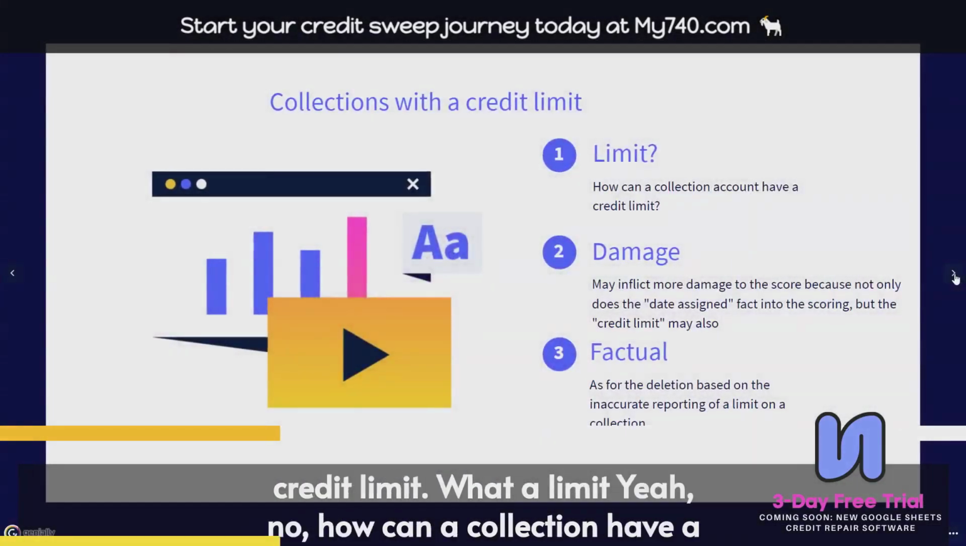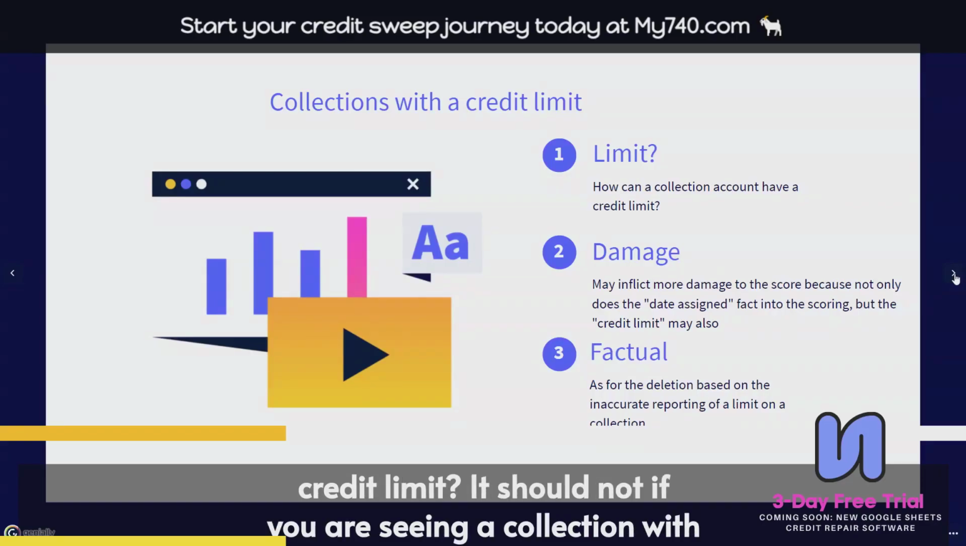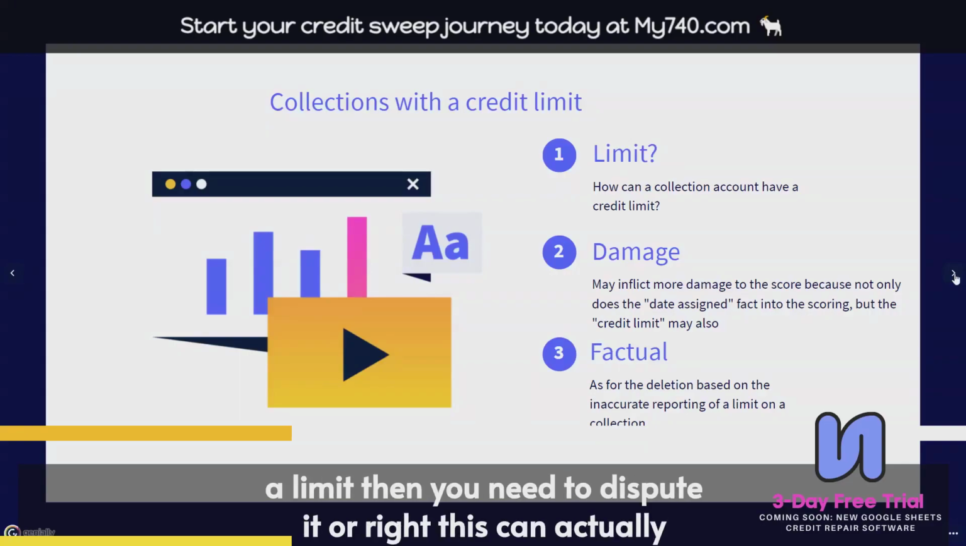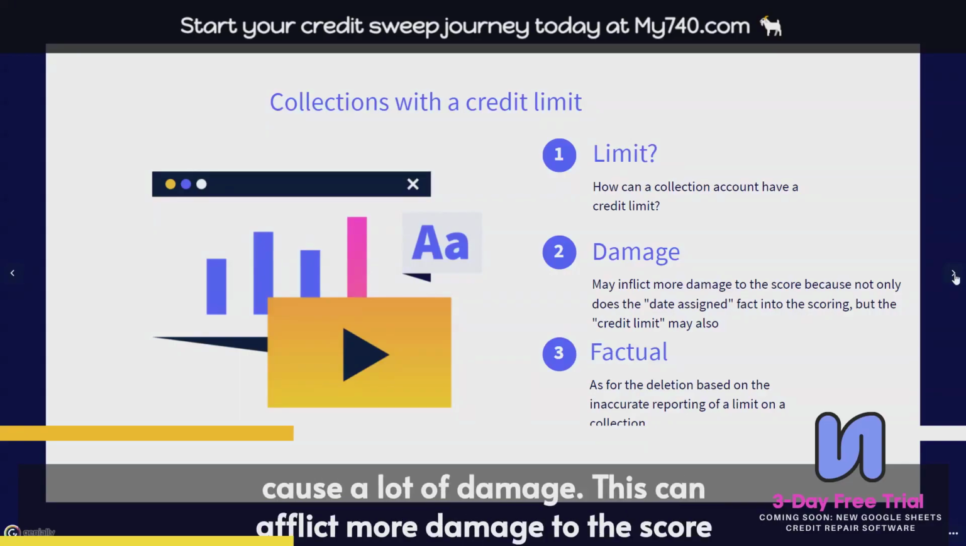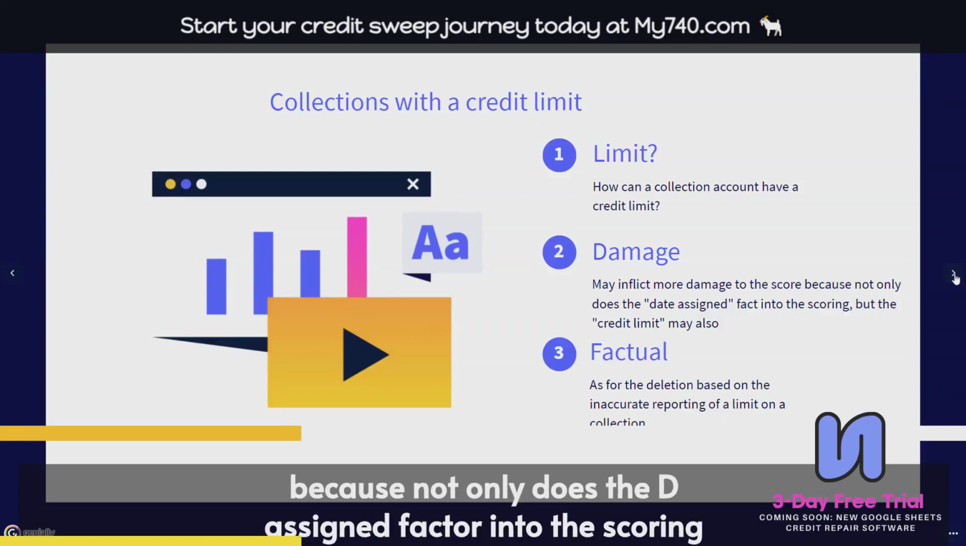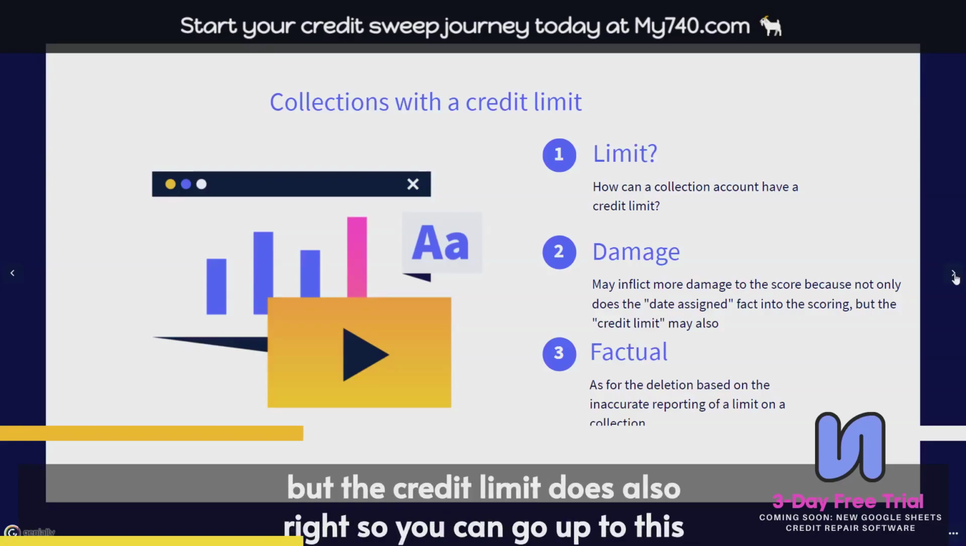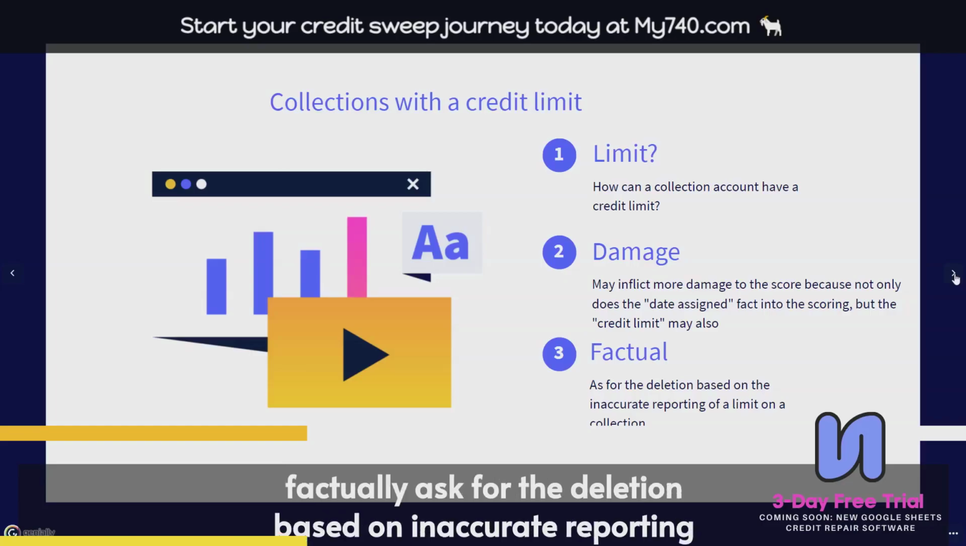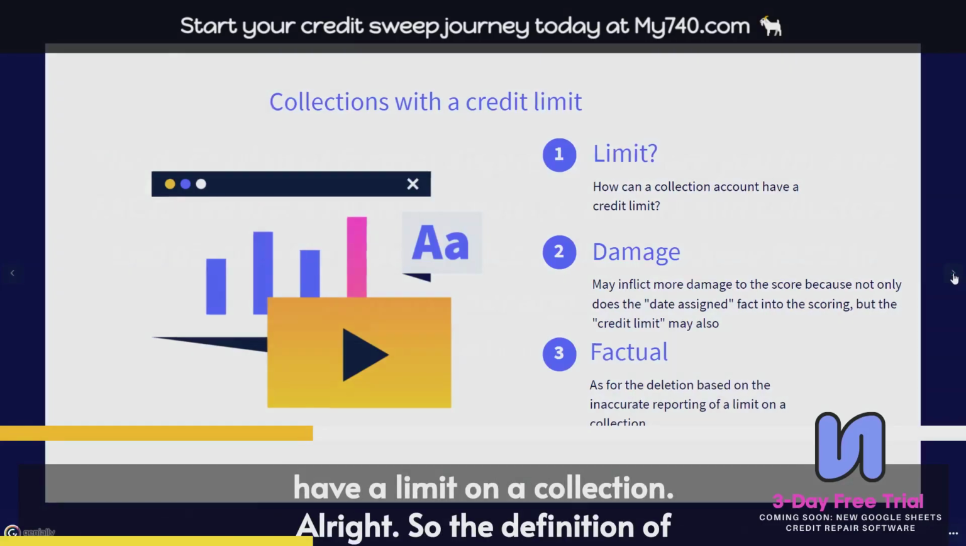Collections with a credit limit. What? A limit? Yeah, no. How can a collection have a credit limit? It should not. If you are seeing a collection with a limit, then you need to dispute it, all right? This can actually cause a lot of damage. This can inflict more damage to the score because not only does the date assigned factor into the scoring, but the credit limit does also, right? So you can go after this factually. Ask for the deletion based on inaccurate reporting of a limit on a collection.